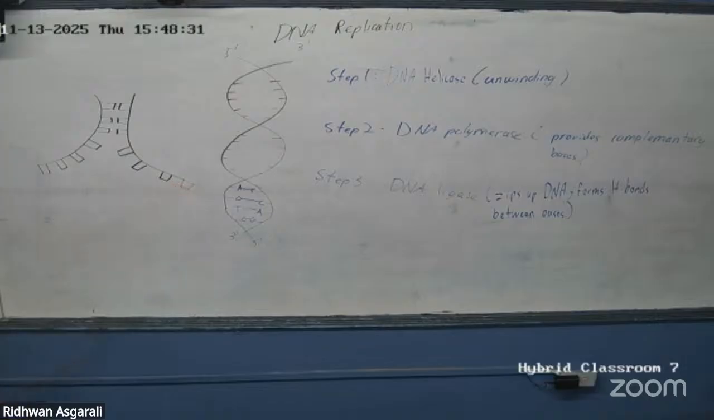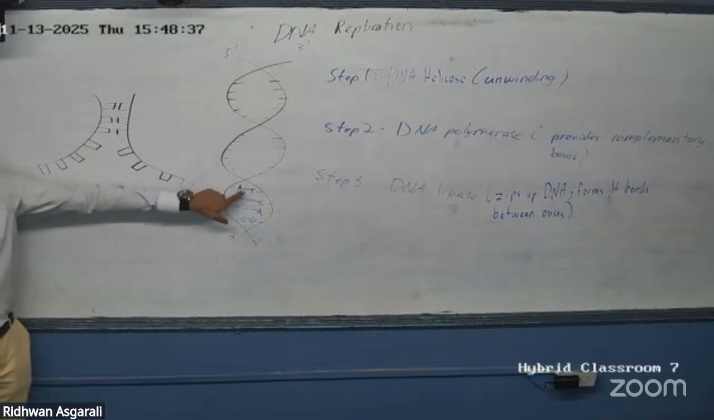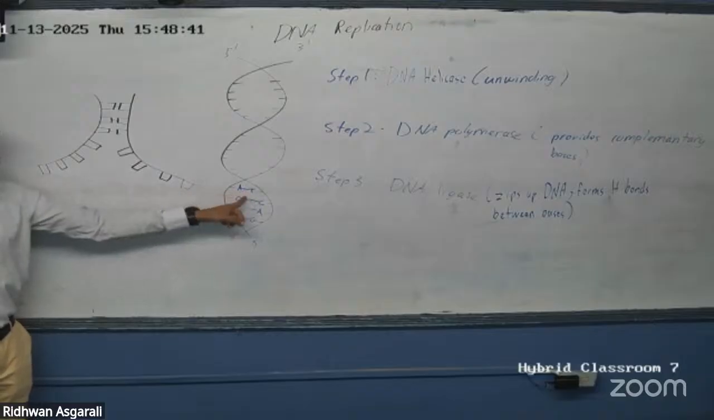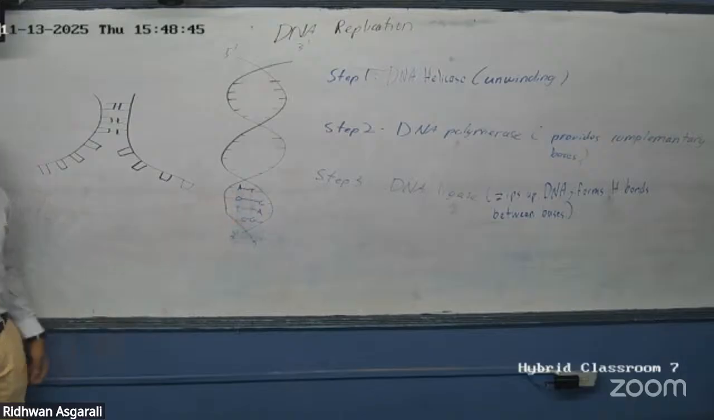This is hydrogen one. So it's perfectly complementary to T, right? And what pulls it together is hydrogen bonds. So there's a hydrogen bond between A and T. Okay, right, so let's look at step two.